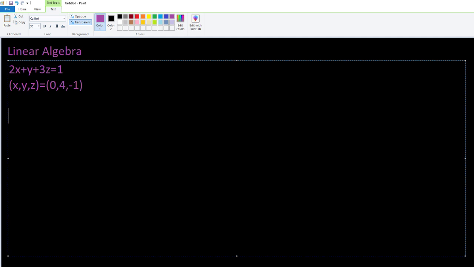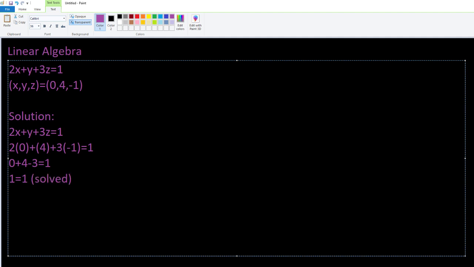So the solution, we have 2x plus y plus 3z equals 1. So we have 2 times 0 plus 4 plus 3 times -1 equals 1. We have 0 plus 4 minus 3 equals 1. We have 1 equals 1. So solved. So that's all you do there. You just plug it in.